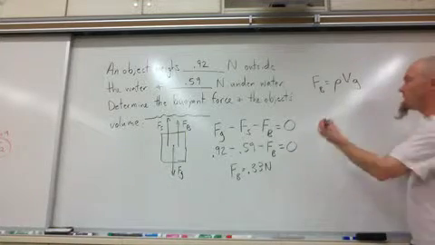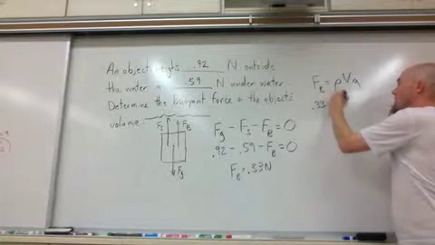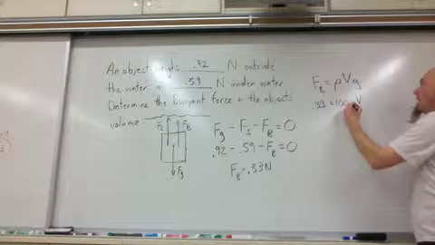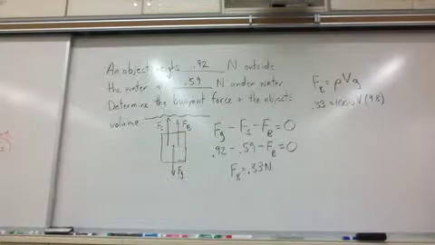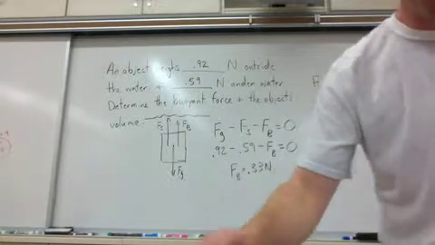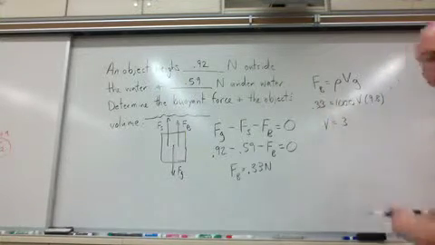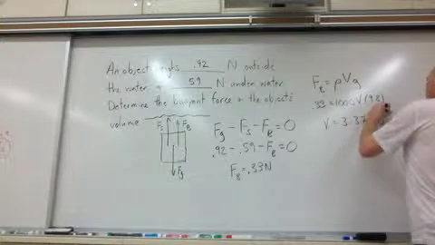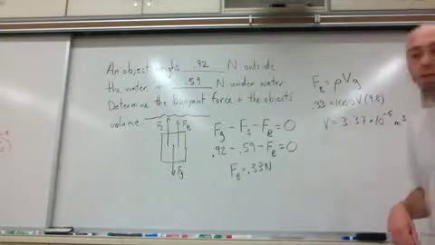Hooray. So if I plug my numbers in, 0.33 equals, for water, 1,000, times my volume, which I'm looking for, times 9.8. If I do my math, 0.33 divided by 9,800, you get a really small number. My volume is 3.37 times 10 to the minus 5th meters cubed.